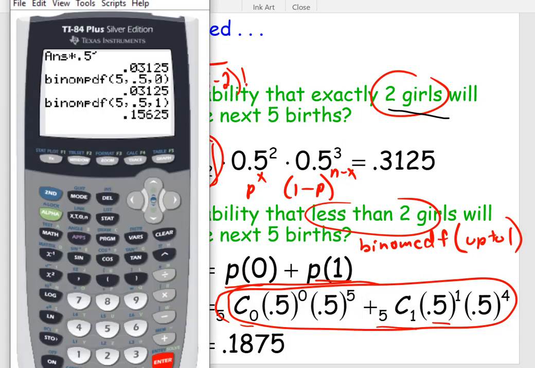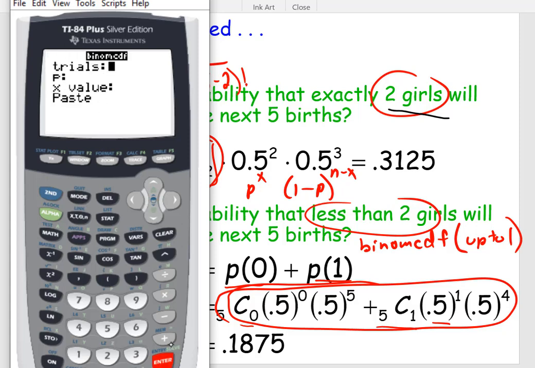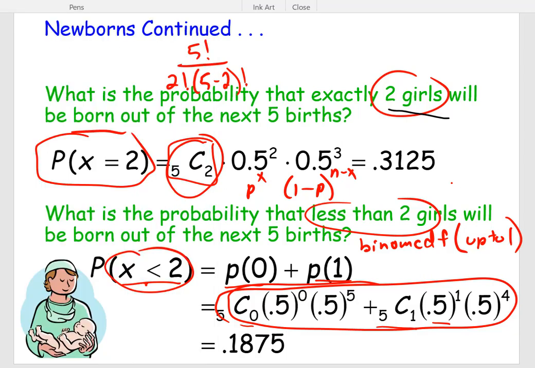So when I enter this in the calculator, second, distribution, arrow all the way down to option B, which is binomial CDF. So I'm still asked for a number of trials, 5 trials. Probability of success on each trial is 0.5. Now I want to go from 0 to 1. I don't want the 2. The 2 is not included. And we notice there it is, the 0.1875.